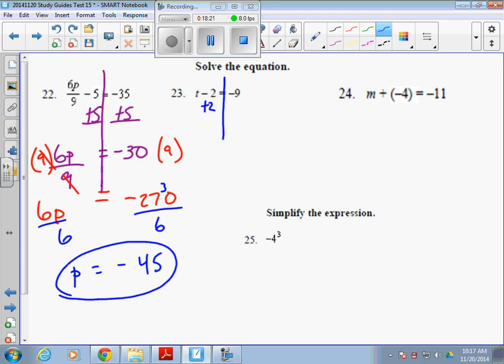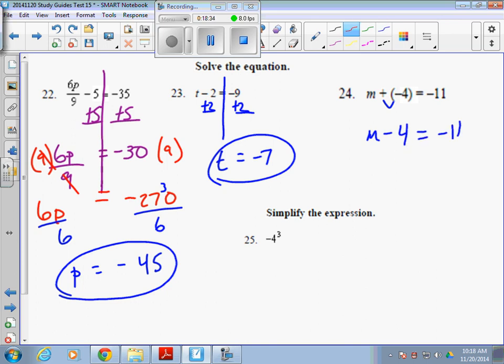Undo minus 2 by adding it to both sides. Negative 9 plus 2. T equals negative 7. 24 says plus a negative. We know that that means m minus 4 equals negative 11. Undo minus 4 by adding it to both sides. Negative 11 plus 4, opposite signs, you have to subtract them. You get the number 7, and since 11 was the larger absolute value, it's negative 7. M equals negative 7.